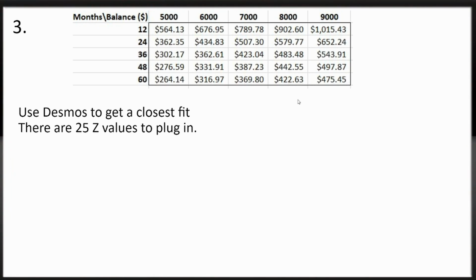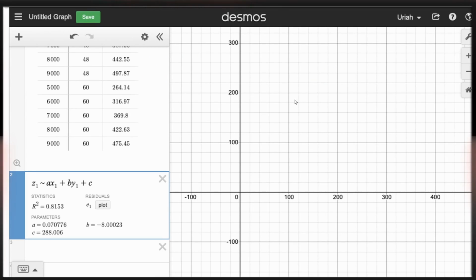So moving on, we're going to go into Desmos, and in Desmos you can see we have that beautiful 60 for those months, 48 for the months. It kind of cut off, but there is that 36, all the 36s, all the 24s, all the 12s, and we have all the X values as well. $5,000, $6,000, $7,000, $8,000, $9,000 for each month, and every single time it comes with that z value as well.